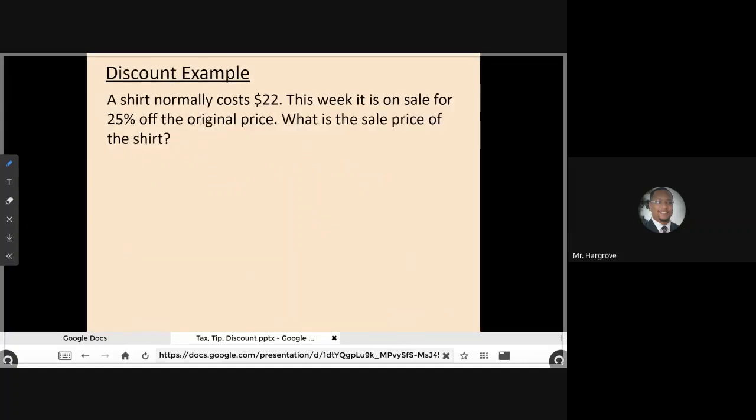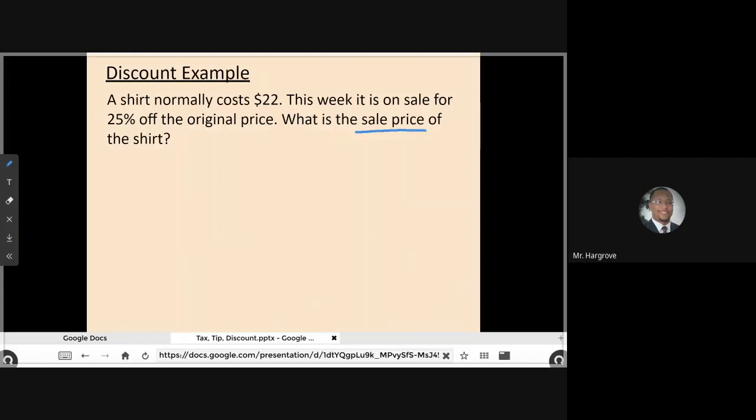Okay, this final example is a discount example. It says a shirt normally costs $22. This week it is on sale for 25% off the original price. What is the sale price of the shirt? So I'm going to come here. We're trying to figure out the sale price.